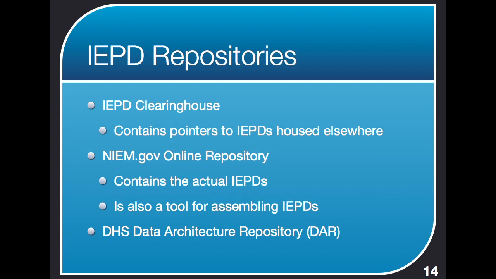Now, we've seen this slide before too when we talked in the first part of this whole presentation on IEPDs. I talked about looking up your stuff in repositories, and we're going to talk about it in a little more detail now again, but this slide is review. There's an IEPD clearinghouse that contains metadata about IEPDs, but then points to where they're actually housed elsewhere. There's a NIEM.gov online repository, and that's linked into Georgia Tech's Work with IEPDs tool. That's what it actually is. So it contains actual IEPDs, but in addition to containing them, it's a tool for assembling them. You put up the different artifacts, and it puts them all together in the right way. And then I said before, DHS has a repository as well, about which I know virtually nothing, other than they have a repository of their own for IEPDs.